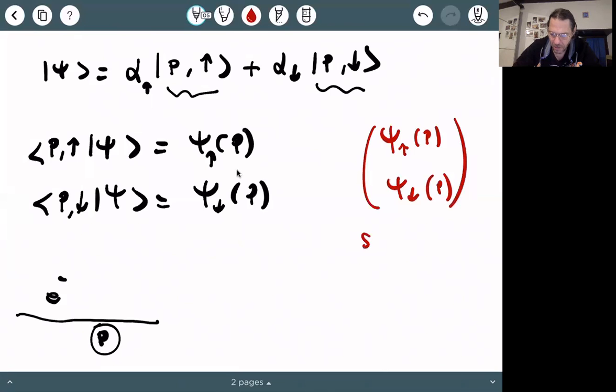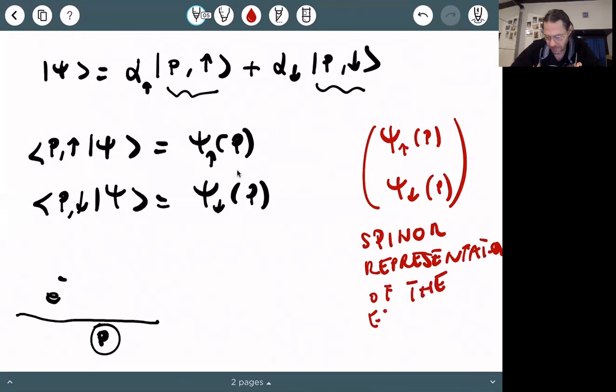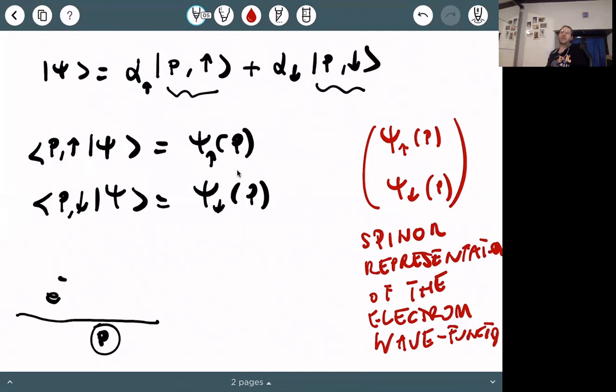This is a spinor representation of the electron wave function. Now we have a spinor representation of the electron wave function. That sounds good enough.